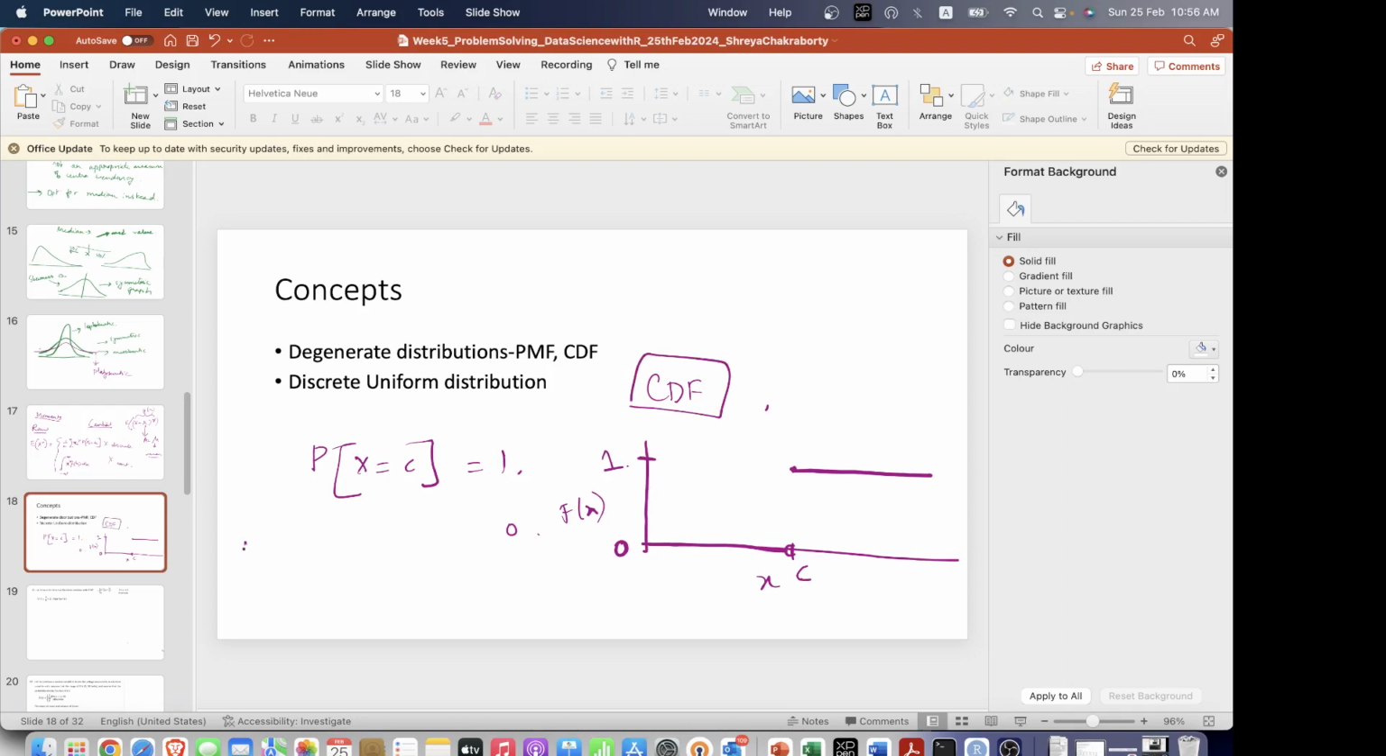This is how the CDF would look. The probability when x is less than c is 0, and when x is greater than or equal to c, it is 1. This is your point of discontinuity, and here only the mass is concentrated. We have probability x equal to c at 1. And we also learned about discrete uniform distributions.